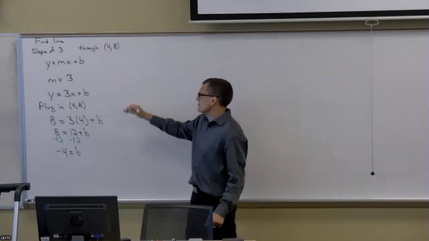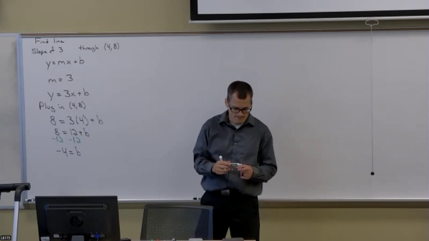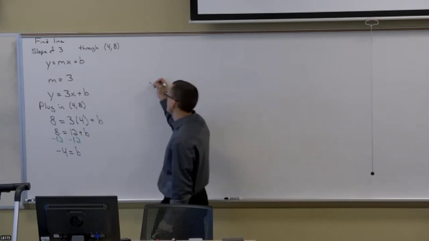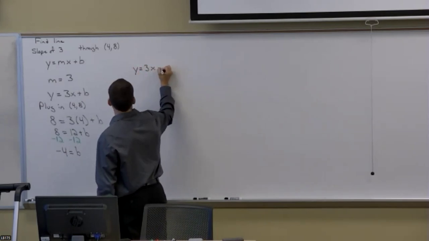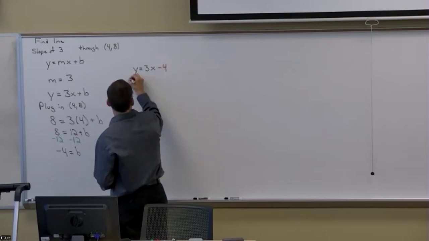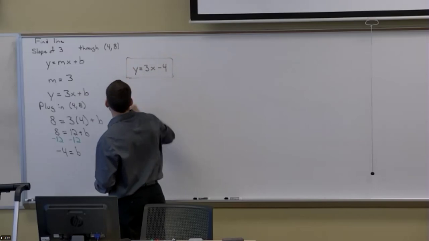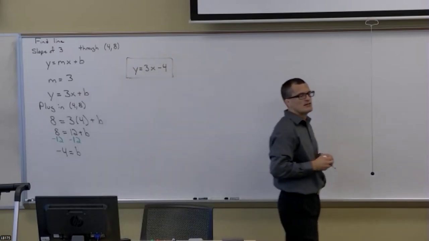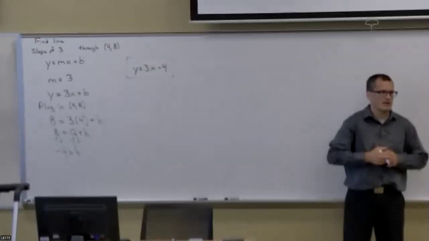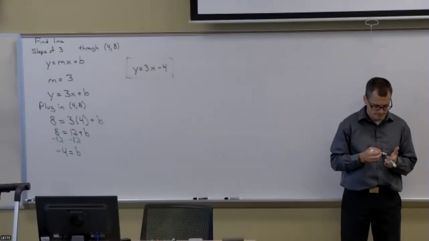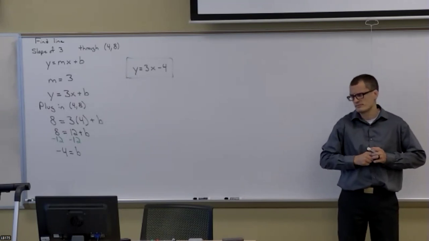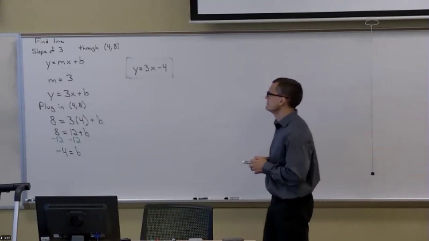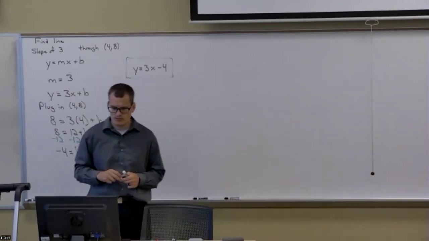Now, we found the slope, we found the b value. Therefore, the equation that I'm looking for is y equals 3x minus 4. And that would be my final answer. That's what you'll have to type in into Moodle. So y equals 3x minus 4.